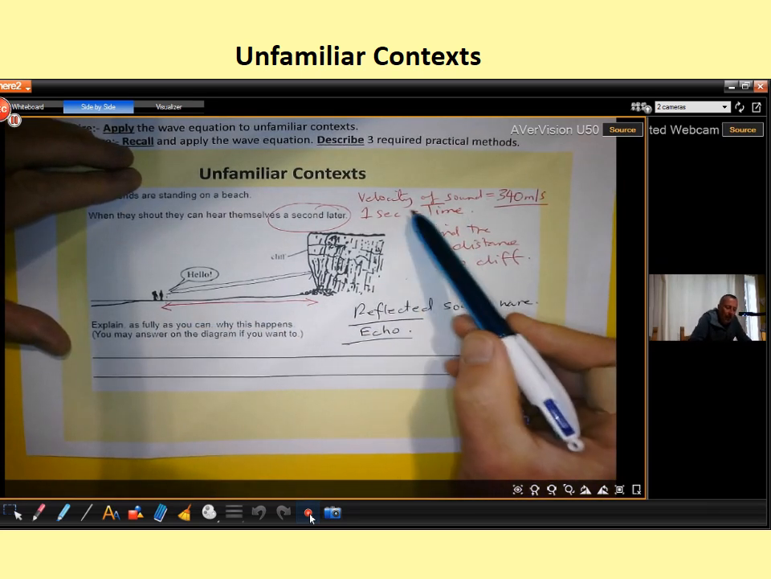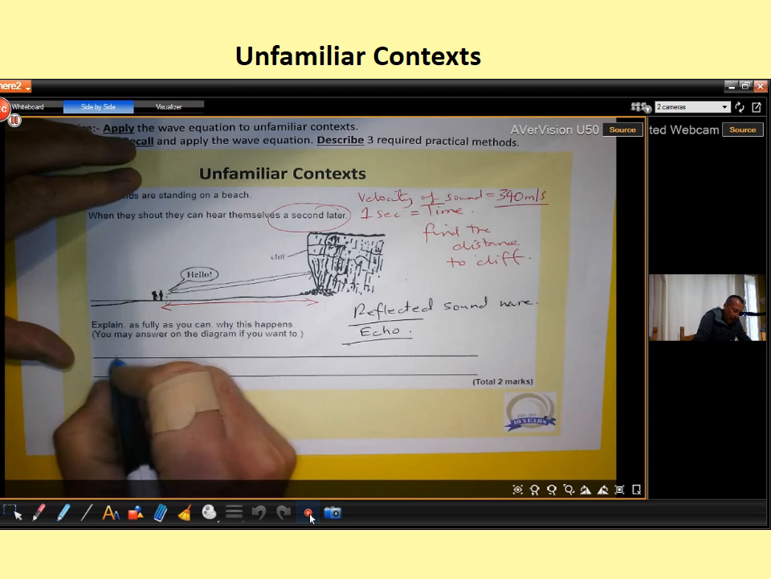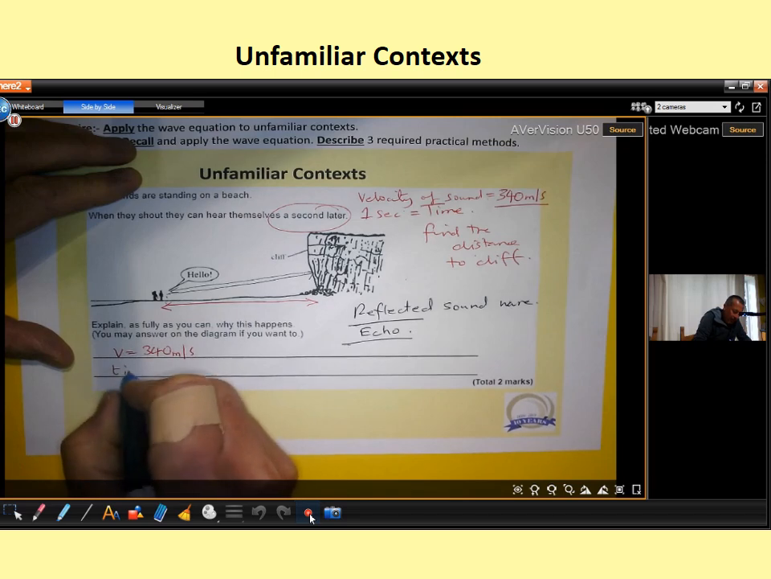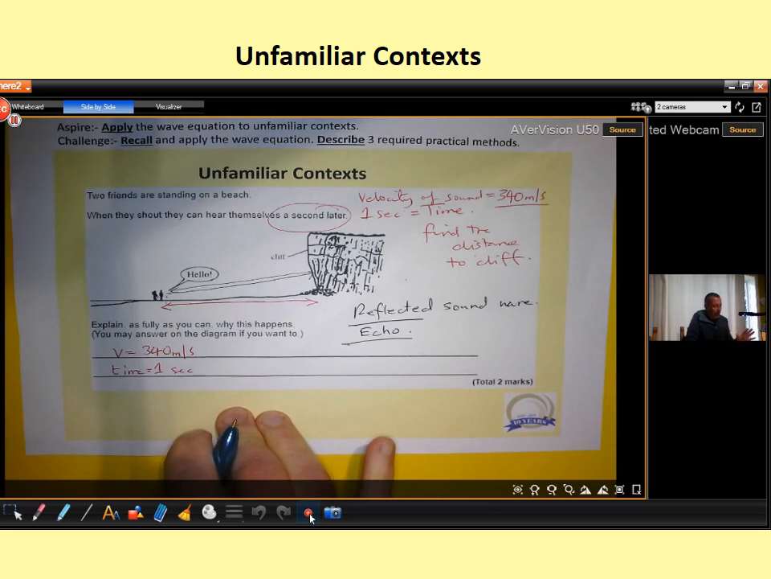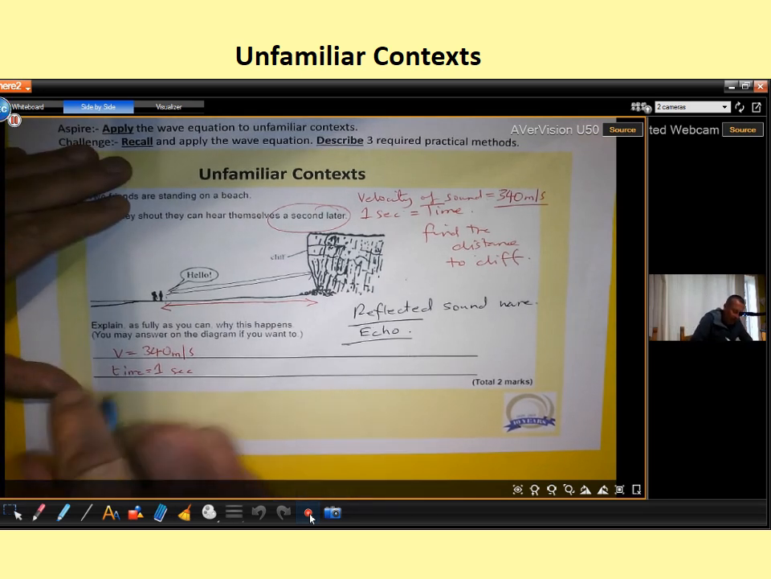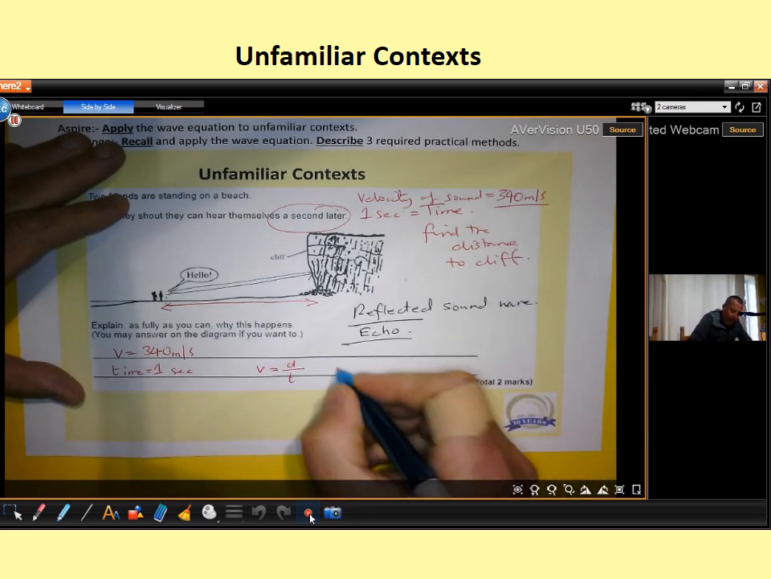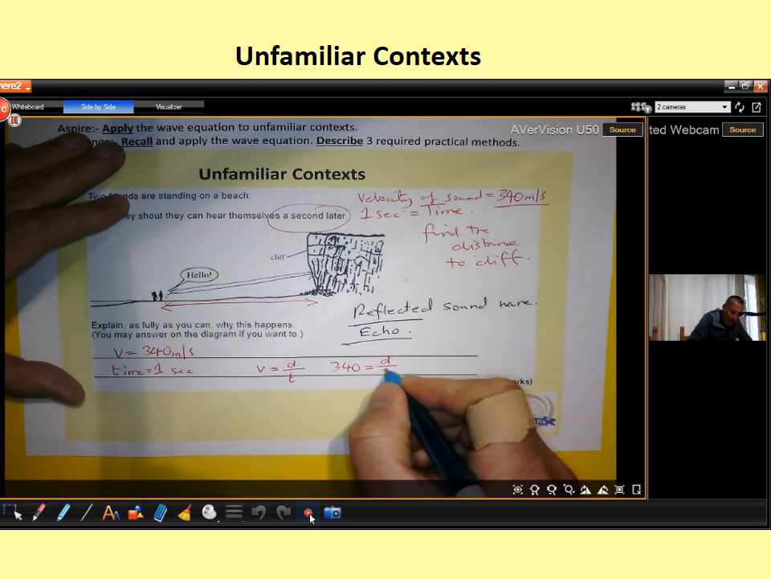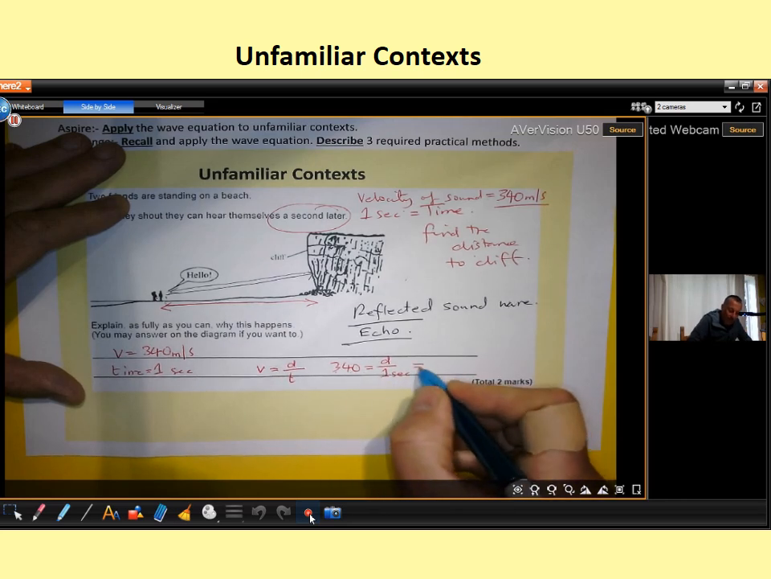So it's a straight velocity, distance, time question. We know the velocity is 340 meters per second. We know the time is 1 second. So I'm just going to substitute into the velocity equation, but there's a bit of a catch. So I'm just going to do it first. Velocity is distance divided by time. So we know that 340 equals the distance divided by the time, which is 1 second. So 340 equals distance divided by 1, which means that distance is just 340 meters.